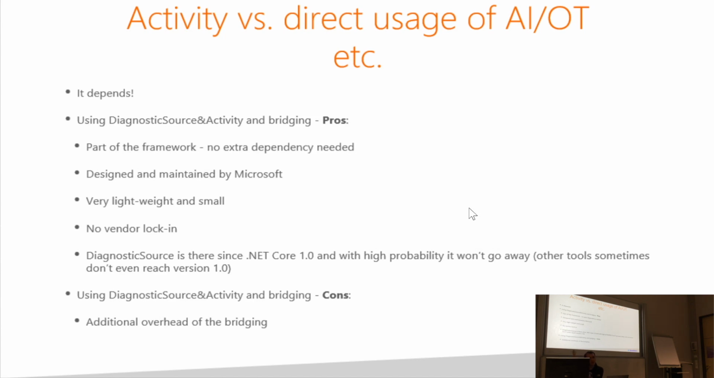If you use the Elastic APM library directly, then obviously that's vendor lock-in, and you have to add another package. But if you are a library author and you want to emit telemetry data from your library, you can just use Activity. The pro here is that you don't have any dependency, because if you are a .NET library author, then Activity is already there. So yeah, you have to decide.